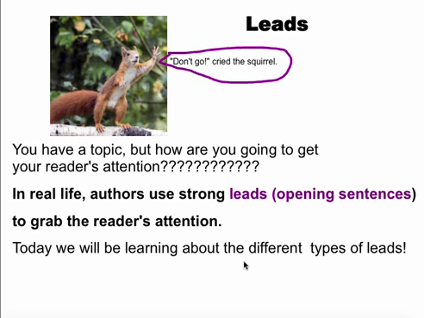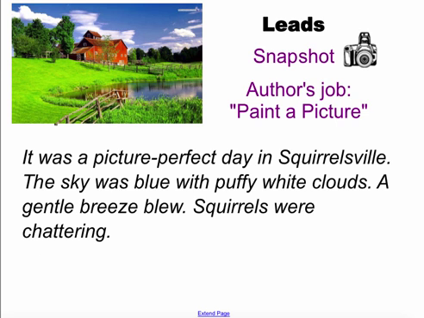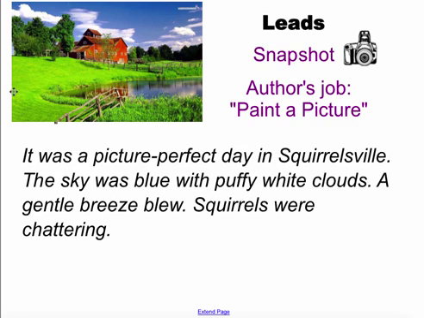And today we're going to be looking at some of the different types of leads. I have an example of one on the screen, and maybe you'll be able to identify this one coming up in a few moments. Our first one we're going to talk about is a snapshot, like when you take a picture. If you're using this kind of lead, your job is to paint a picture, not literally, but figuratively. You want to paint this beautiful picture, or maybe ugly picture, or whatever kind of picture you're talking about in your reader's mind. And you do that by using description. Let's take a look at this example down below.